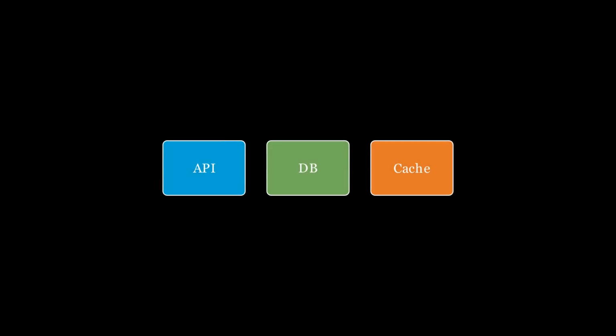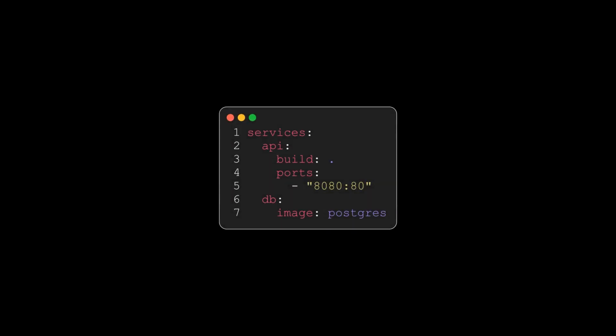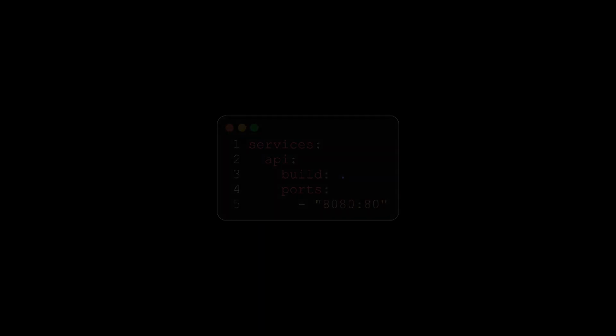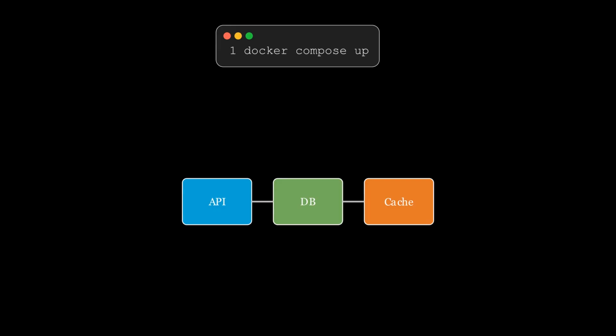Real applications rarely run in a single container. You've got an API, a database, maybe a cache. Running each one by hand with the right flags in the right order gets old fast. Docker Compose lets you describe your entire application, every service, in a single YAML file. Each top-level key is a service, with its own image, ports, and volumes. One command, docker compose up, builds and starts every container, wires up the network between them, and streams the logs. Docker compose down tears the whole thing back down just as cleanly. For local development, Compose is often the entire workflow.